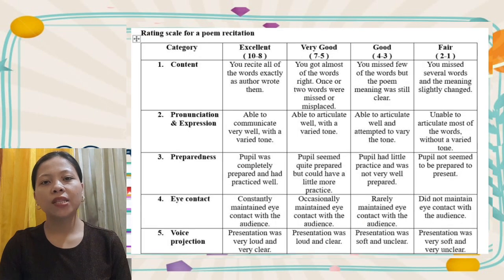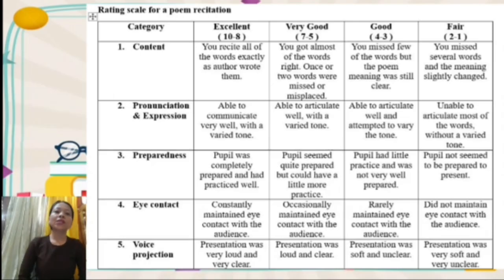And this is the rating scale for poem recitation that I was able to construct. As you can see, I have here a 10-item rating scale, or shall we say 10-item category. For the corresponding scores, for excellent you get a score of 8 to 10, very good 5 to 7, good 3 to 4, and fair 1 to 2. The first category is content. You get a score of 8 to 10 for excellent if you recite all the words exactly as the author wrote them, and fair if you missed several words and the meaning slightly changed.